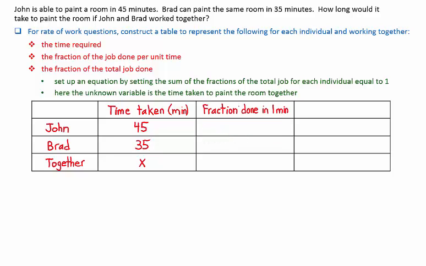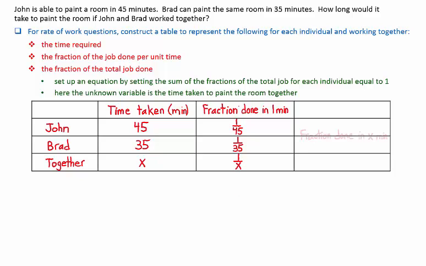For the second column, the fraction done in 1 minute. If John takes 45 minutes to complete the entire job, each minute he will have done 1/45 of the job. Similarly, for Brad, he will have done 1/35 of the job per minute. And working together, it will be 1 over x.